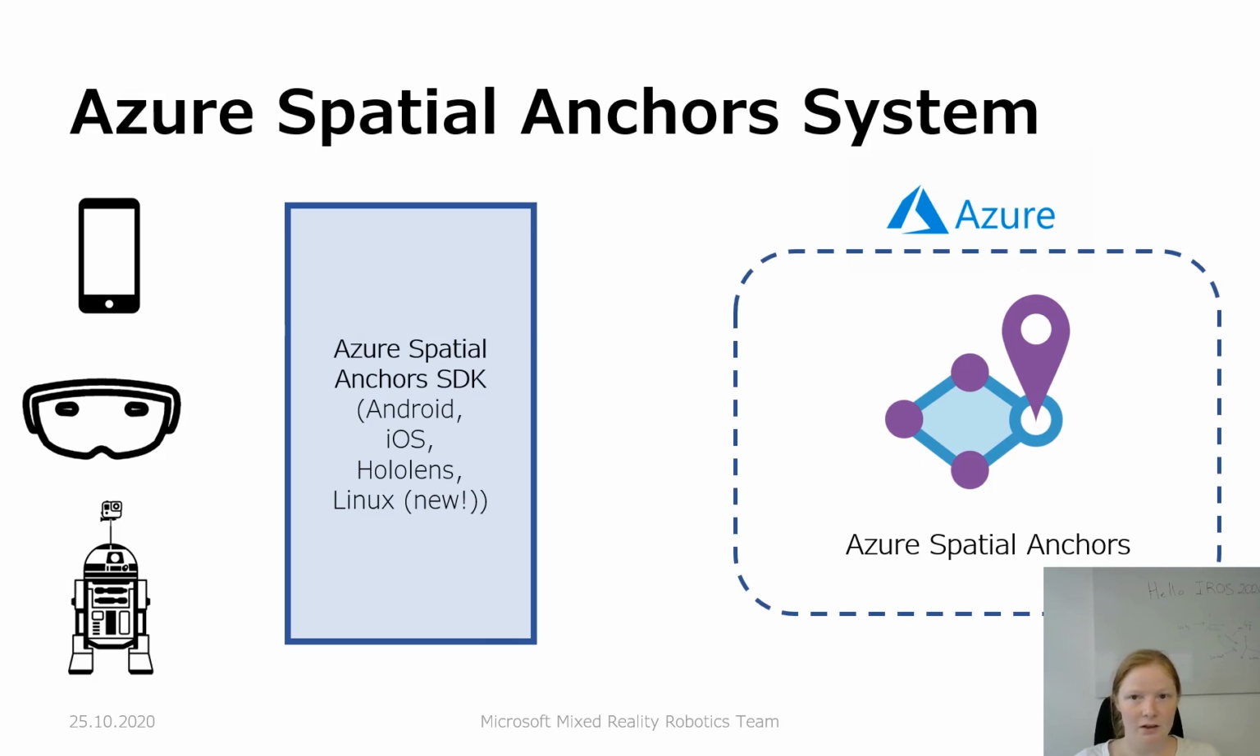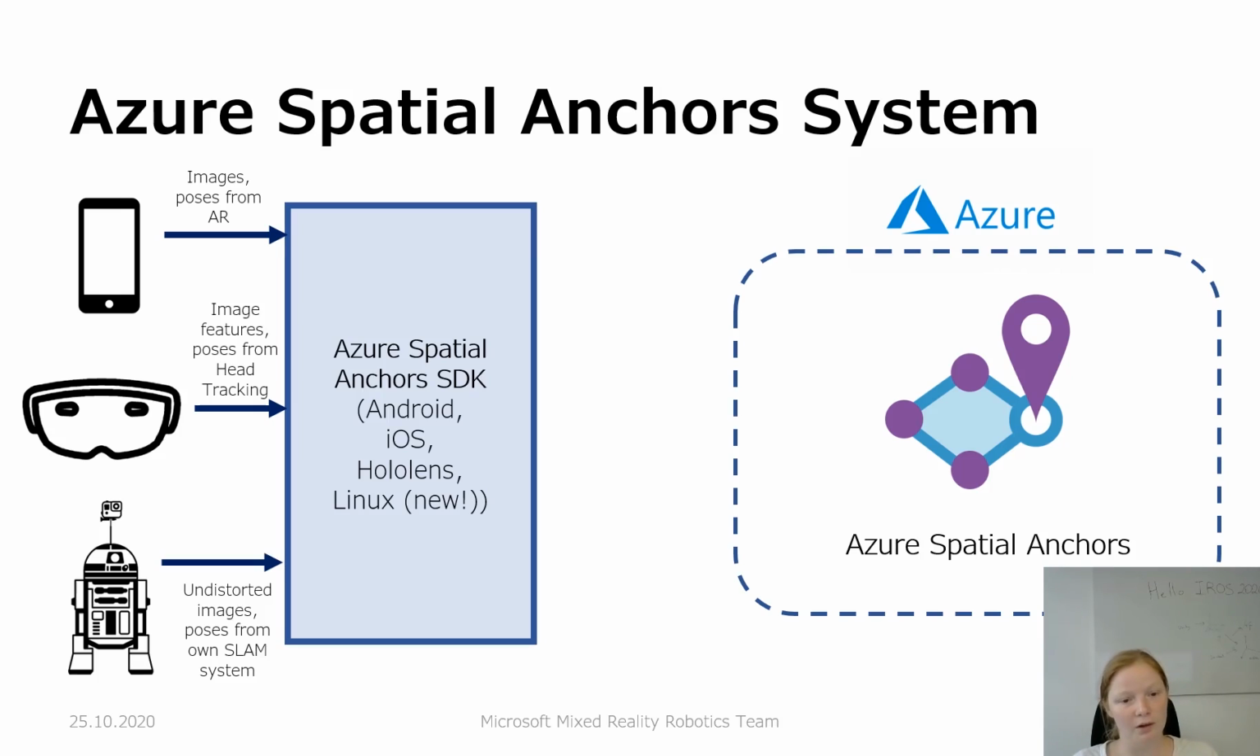So how does Azure Spatial Anchors work? Again, this is a review from the previous lecture, but just to cover it again. On mobile phones, we're using the images and the poses from AR systems such as ARCore and ARKit. On the HoloLens, we're using image features and poses from the head tracking stack. This is the pose estimation SLAM system that's running on board the HoloLens. And on the robot, we're getting undistorted images and poses from the robot's own SLAM or state estimation system. We'll talk about the requirements of this in a second. And what can you then do with this information?